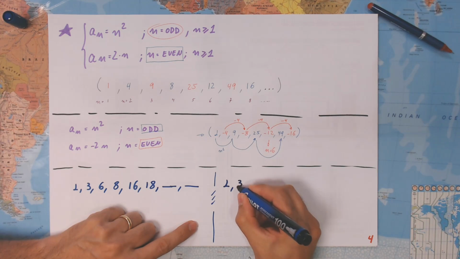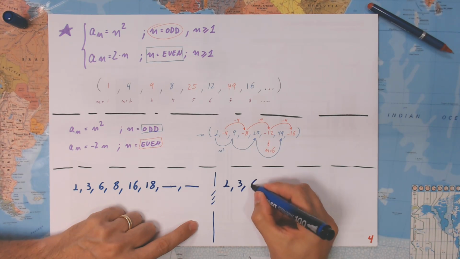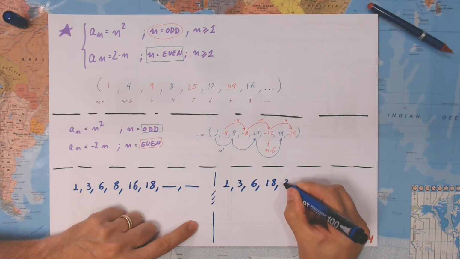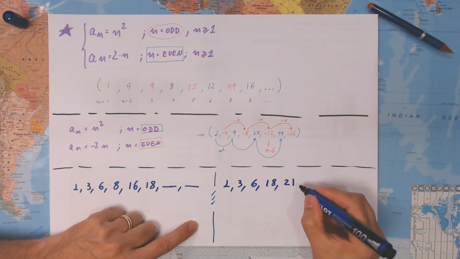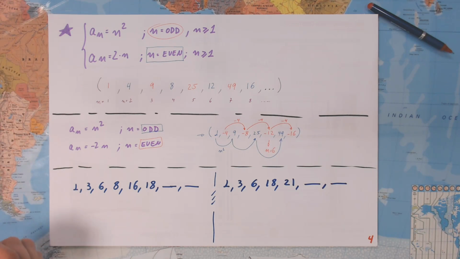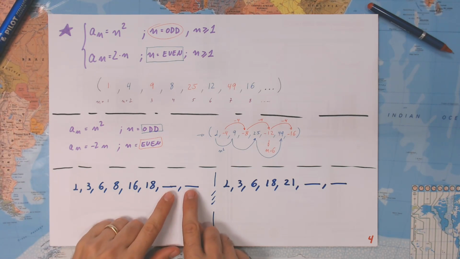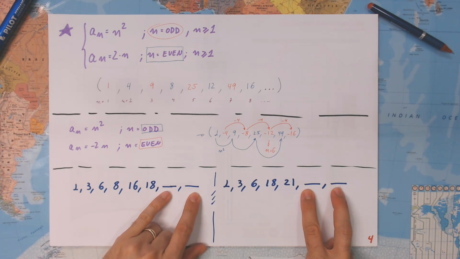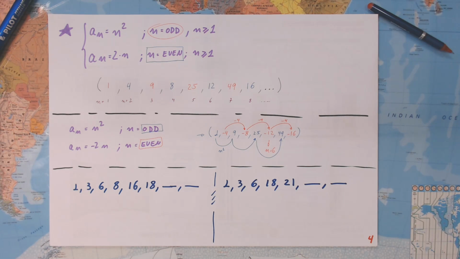1, 3, 6, 18, 21. You do it, you do it. Again, this is a sequence. I just want you to complete those terms that are missing. Okay? Again, pause the video and come back.